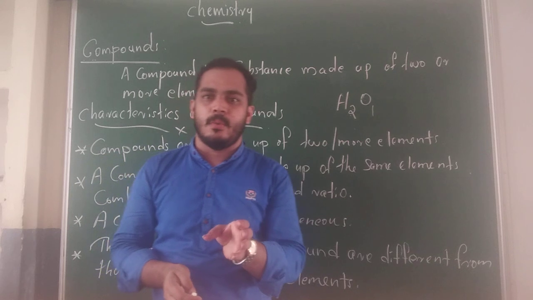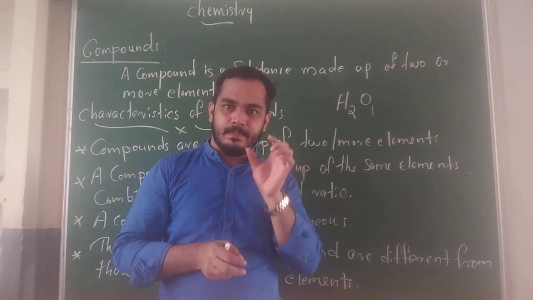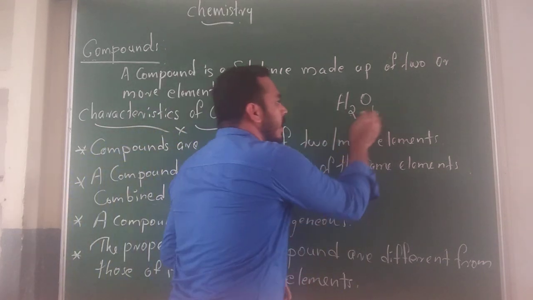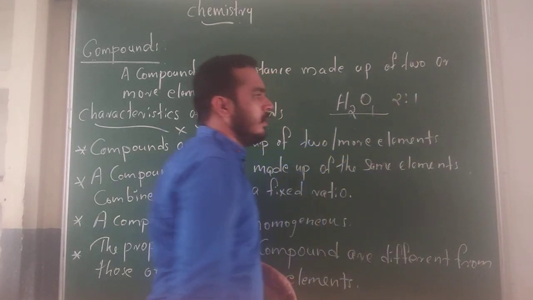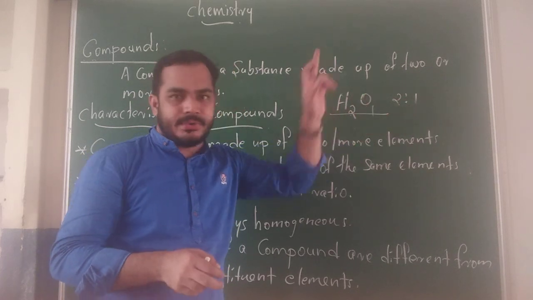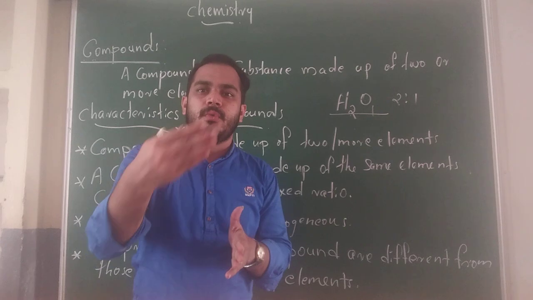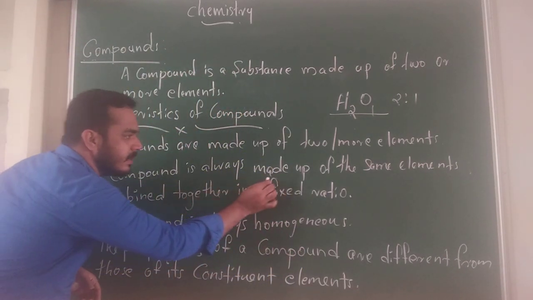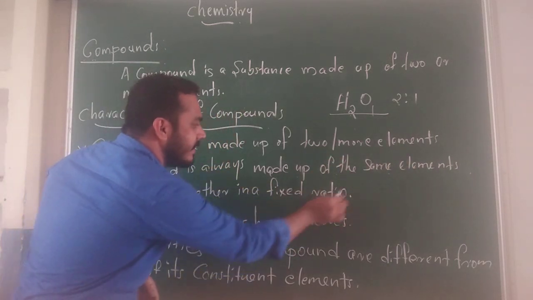If any compound is prepared or made, a clear ratio is needed. So here the ratio of water is 2:1. That means 2 hydrogen and 1 oxygen. These 2 are chemically combined to form water. Okay, that's the second character. A compound is always made up of the same elements combined together in a fixed ratio.